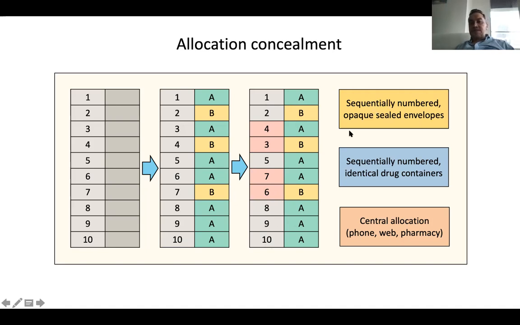And there are basically three strategies to do the allocation concealment. You may have read this this week. So the first one is what we call SNOSE, which is sequentially numbered opaque sealed envelopes. Or you can go for sequentially numbered identical drug containers, or the central allocation, which is common nowadays via phone, website, or via the hospital pharmacy. It's very easy to get the concept. I hope it's clear.